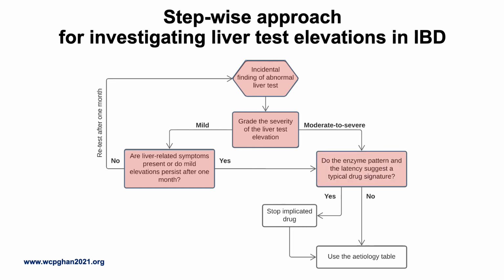If the elevation is classified as moderate to severe, then first evaluate if the enzyme pattern and latency fit a typical drug signature. If they do, stop the implicated drug and proceed with an etiology screen. If you cannot relate the liver test abnormality with an IBD drug, then go straight to the diagnostic workup as explained in this presentation.